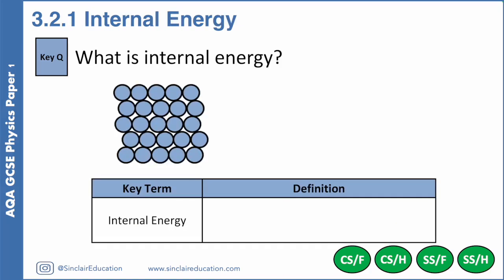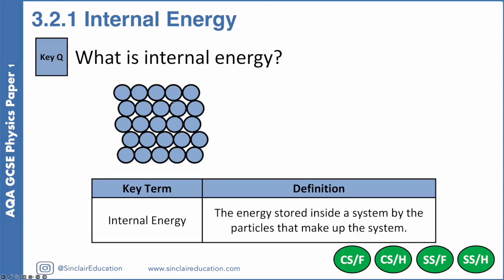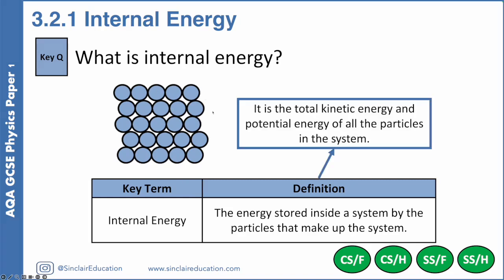We have this idea linked to melting and boiling point, the idea about internal energy. When we look at particles themselves, there's energy stored within a substance. When we talk about a system, it's an object. So internal energy is the energy stored in a system or object due to the particles that make it up. Now it is a combination of two things: the total kinetic energy that those particles have and their potential energy.